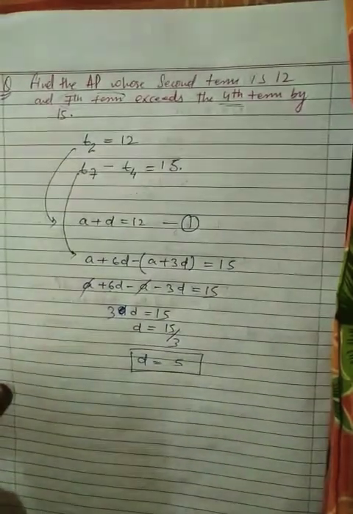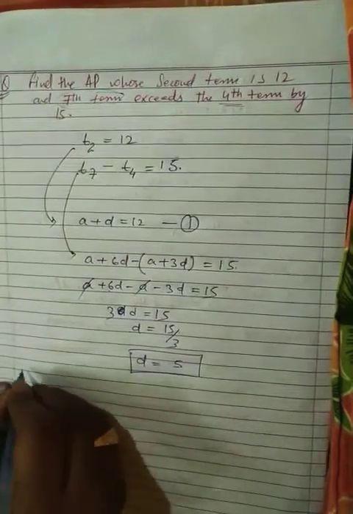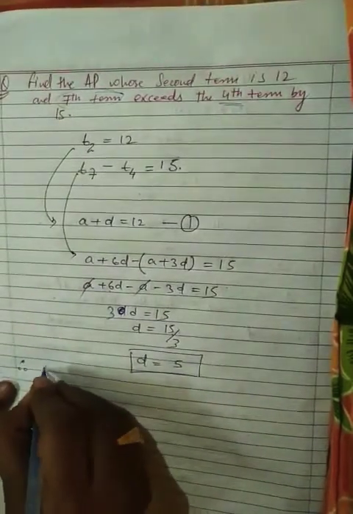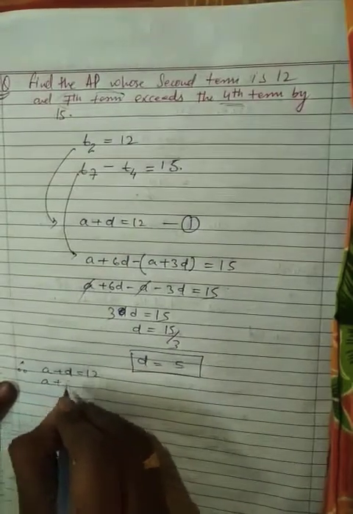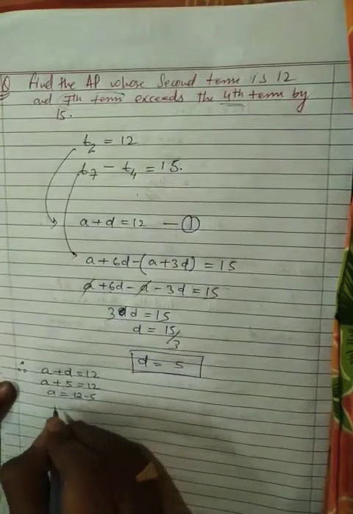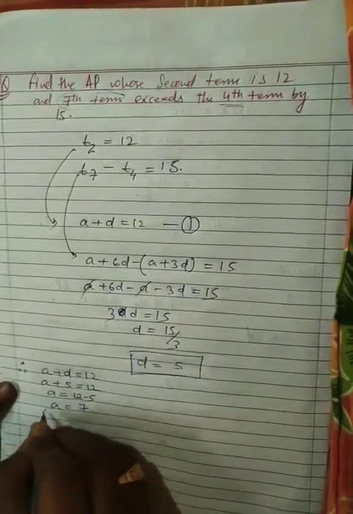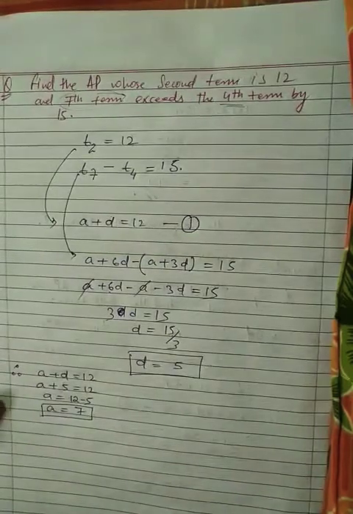Clear? So we have got D. Now calculate A. We know that A plus D was 12, so A plus 5 equals 12. A is 12 minus 5, so A equals 7. Clear? Understood? So A and D we have got.